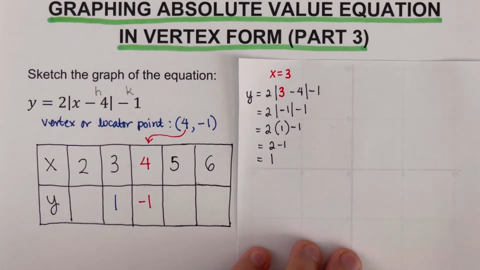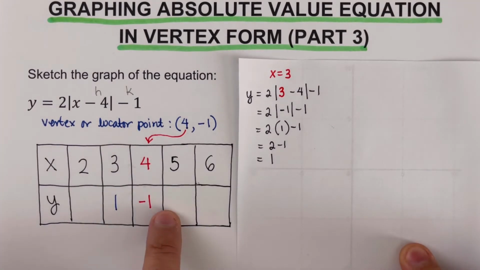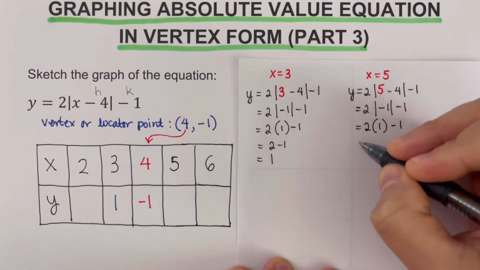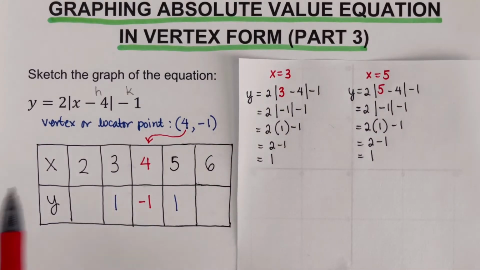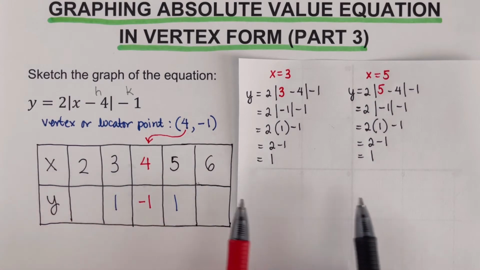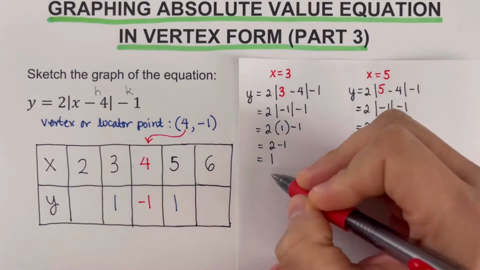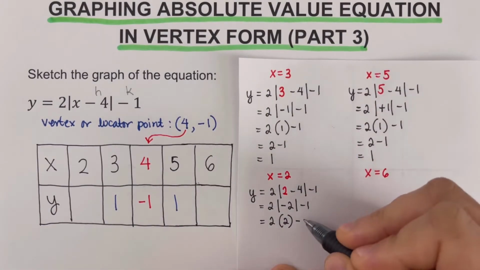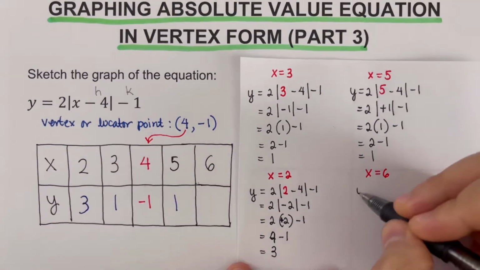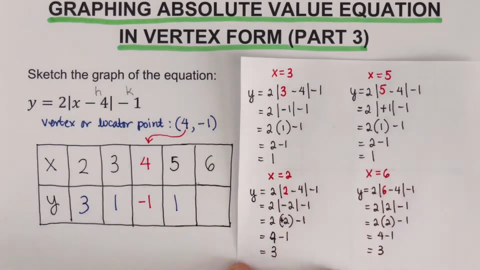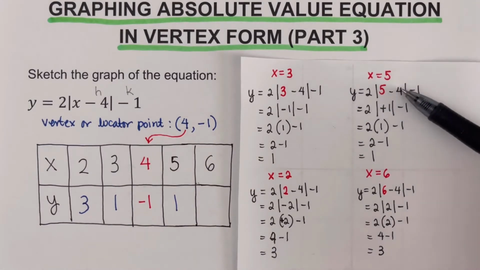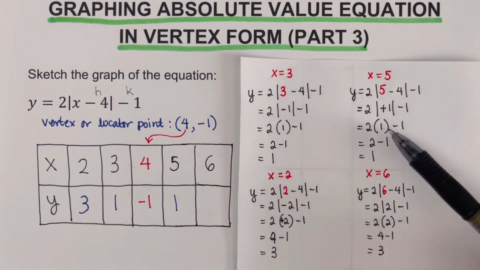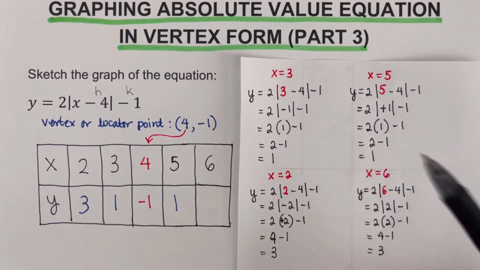I'm going to show the work to determine the value of y when x is 5, and I will also show the work for x equals 2 and x equals 6 on the side down here. By the way, 5 minus 4 is supposed to be a positive 1. We still get the same answer because the absolute value of positive 1 is 1. So we get 2 minus 1 is 1, and so they're both the same.